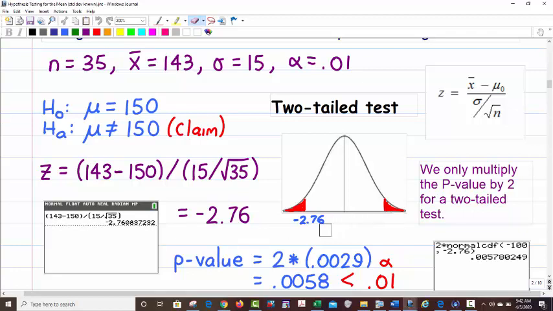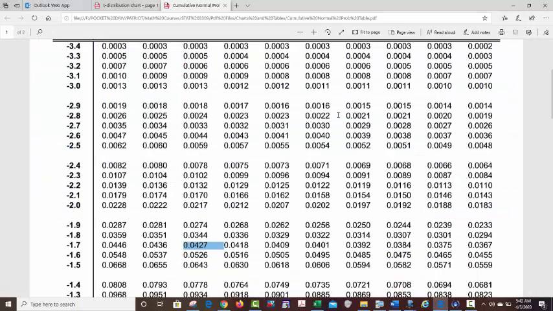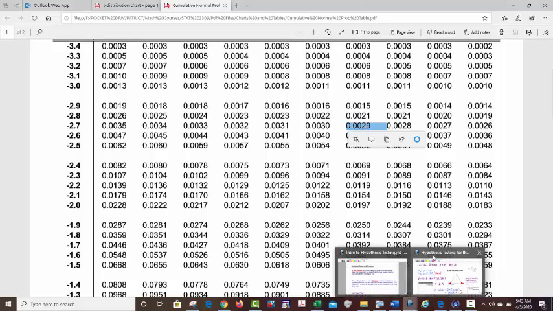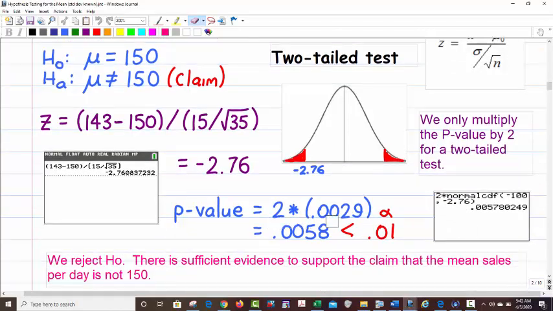So whether this had been positive or negative, I would look up the negative 2.76 on the normal chart. Negative 2.76 is right here. It's 0.0029. So, because it's two-tailed, we're going to have to double that number to cover both ends. So 2 times 0.0029 gives me 0.0058.